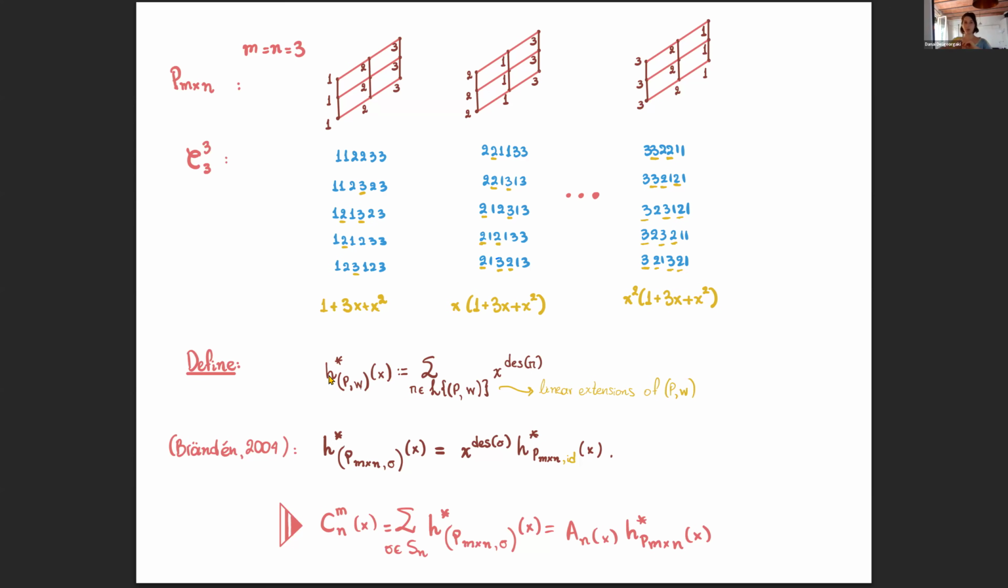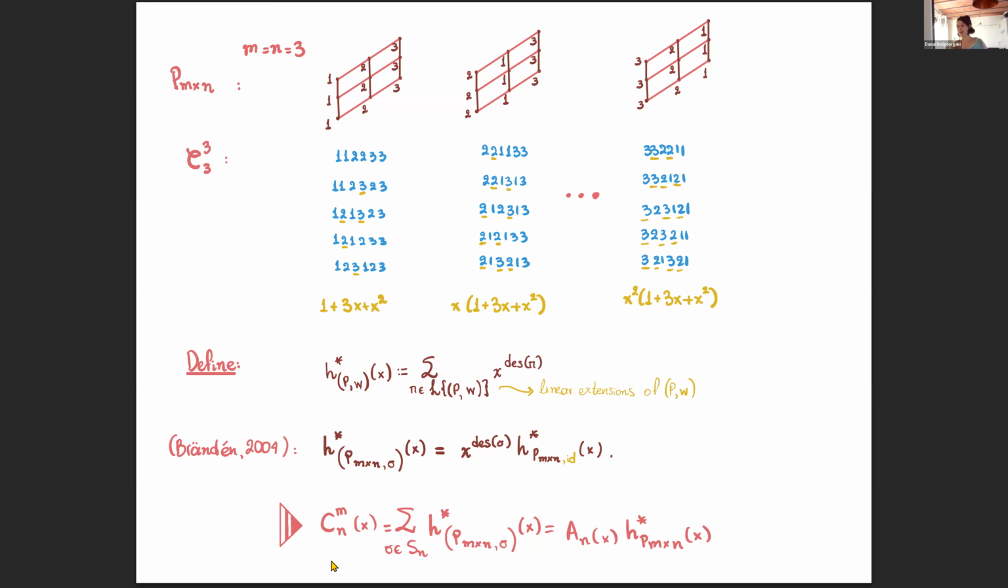So that's why the yellow part that you see is always the same, just multiplied with the power of x. And in fact, the exponent will be the number of descents of the permutation sigma that I used. So I think that's a quite cool theorem we came across when we were working on this. In particular, it's a specialization, obviously, of a theorem of Brändén.